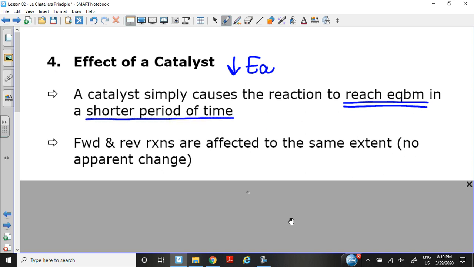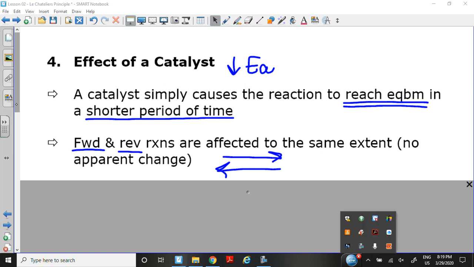So if we add a catalyst, it actually affects both directions at the same time. The forward and reverse are affected to the same extent. The forward rate increases and the reverse rate increases. So when you look at the equilibrium, it doesn't really look like there's been a shift that's taken place because both directions have been affected.